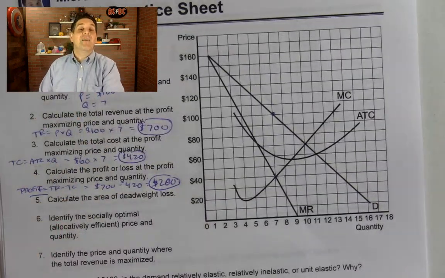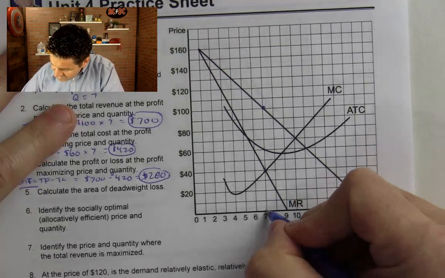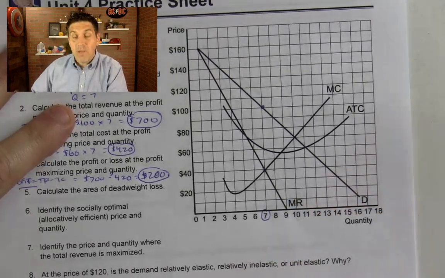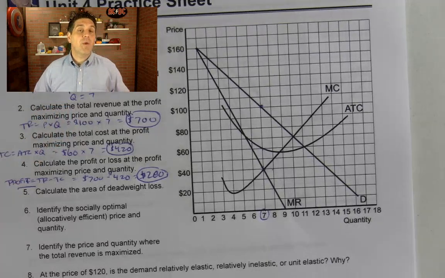First, let's understand the idea of deadweight loss. Remember, we're producing 7 units. This is the profit maximizing quantity. That's what the monopoly is producing. The question is, what does society want to produce?